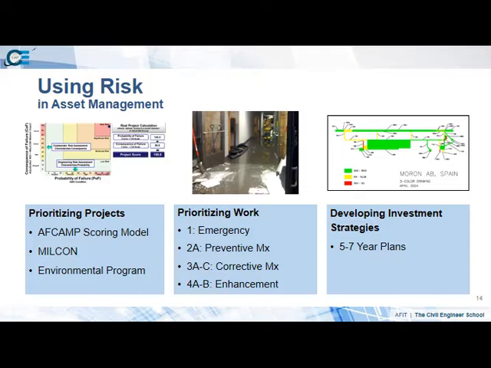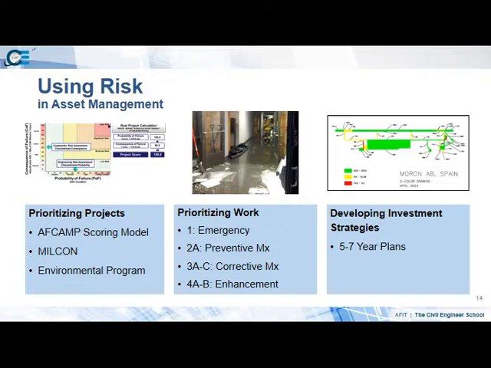2A helps us prevent risk. 3A through C is corrective maintenance. And if you take our Management 436 class, we'll talk about the difference between A, B, and C and how they pertain to redundant or relocatable assets. And then finally, low risk stuff, enhancement.